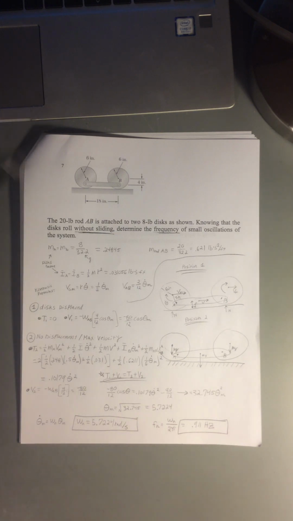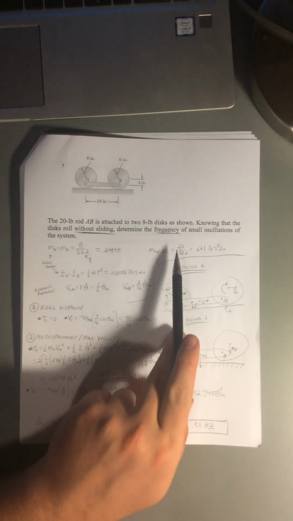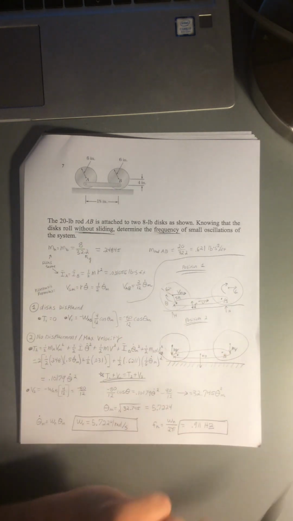And so we know that since the disks are the same, mass A equals mass B, and so we just divide the 8 pounds that was given to us by gravity to get the mass there. And then we can do the same thing for the mass of the rod. We're told the weight of the rod is 20 pounds, divided by gravity gives us the 6.21. And then for our inertia of these disks, we know that the inertia of a disk is 1/2 mr squared. We just found the mass for these disks, and we're given the radius in inches, so we can convert that to feet and plug both of those in to give us this for the inertia value.